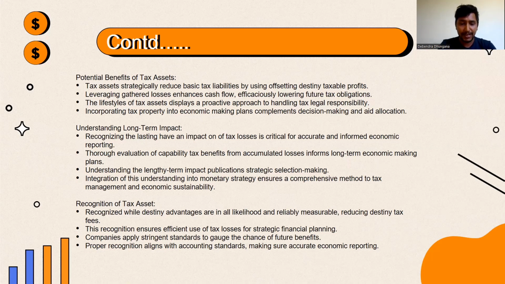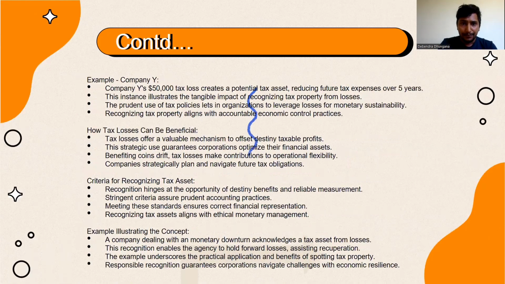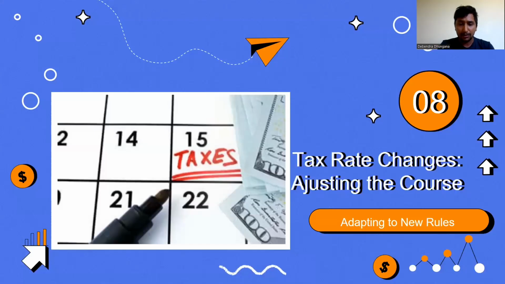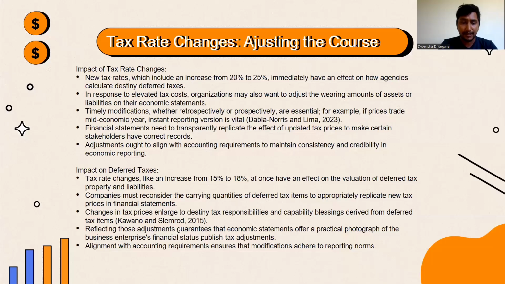Tax assets definition. Tax assets stem from accrued tax losses. These assets are valuable resources listed on the company balance sheet. They serve to minimize future tax liabilities. Strategic benefit: reduction of tax obligation. Companies strategically use tax assets to minimize tax payments, enhancing cash flow.